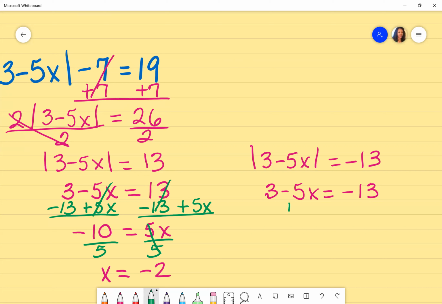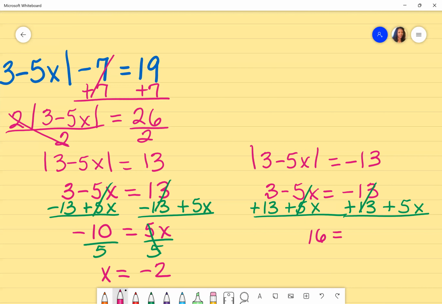Again, I want to add my 5x. You don't have to do it this way. You can actually move the 3 over if that's what you want to do. But I am going to this time add 13 because it's already a negative. I want to zero it out. And again, I'm getting rid of 2 things, one on one side, one on the other. 3 plus 13 is 16. Let me be consistent here. So 16 is equal to 5x.